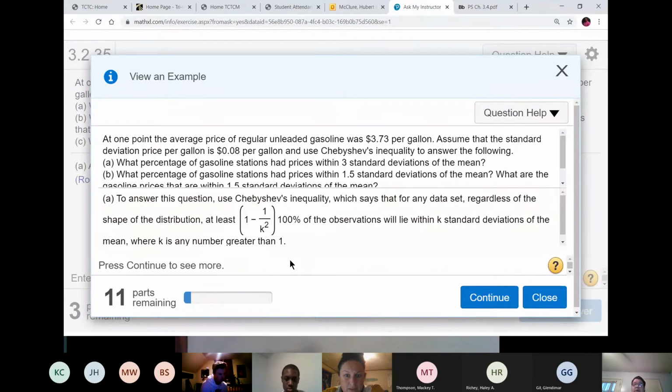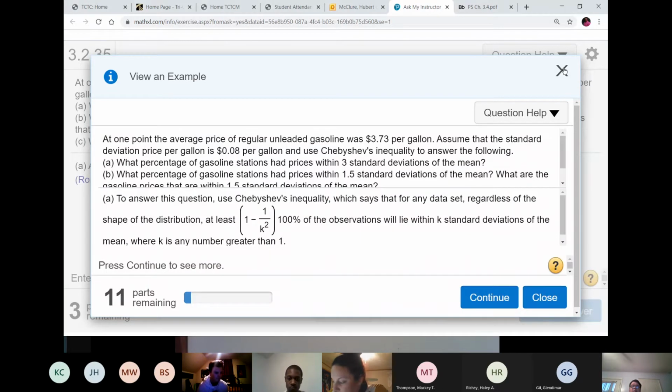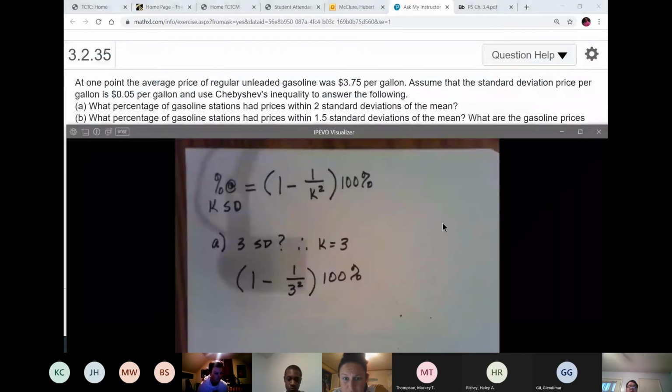Can you move this thing? Oh, sorry. There we go. Okay. Percentage at k standard deviations. Okay. 1 minus 1 over k squared times 100%. Okay, so plug and chug.